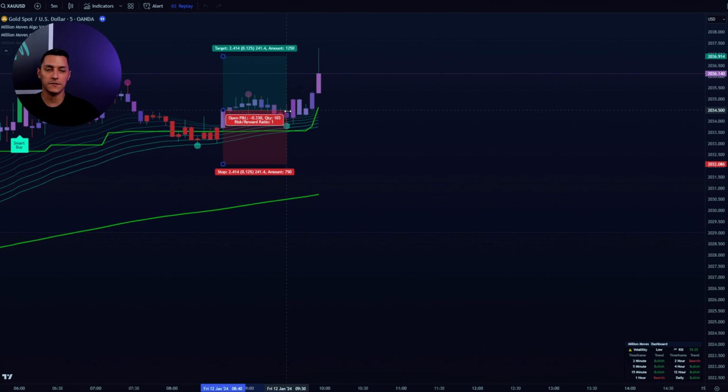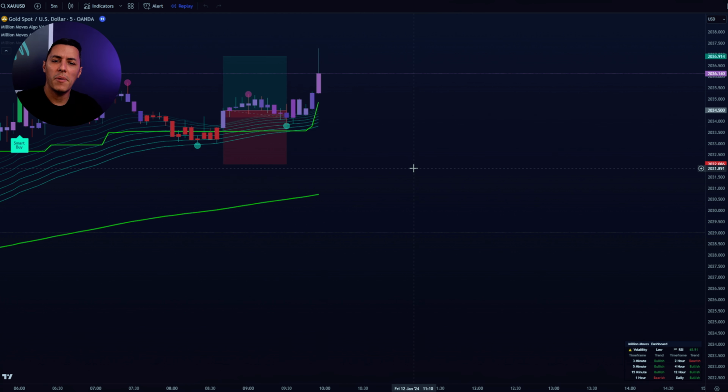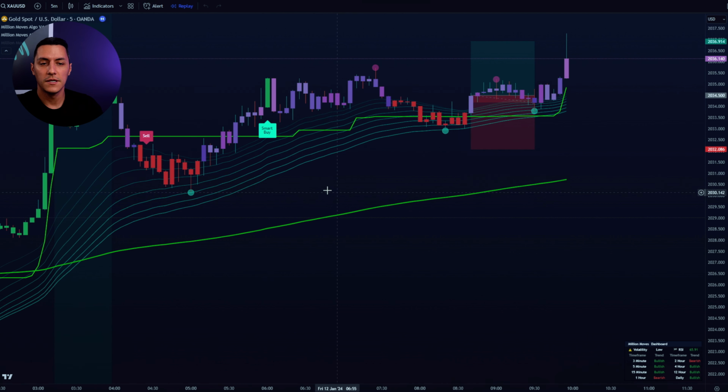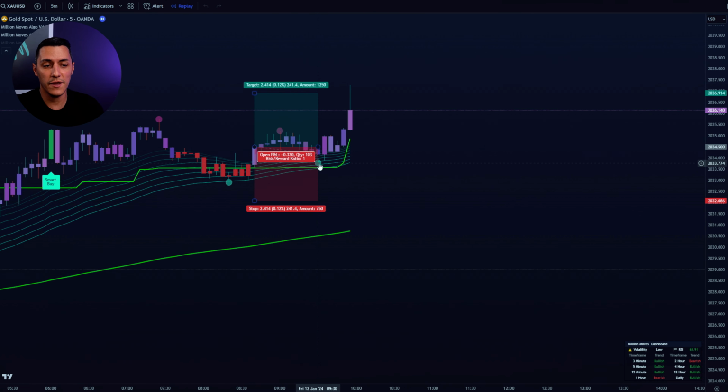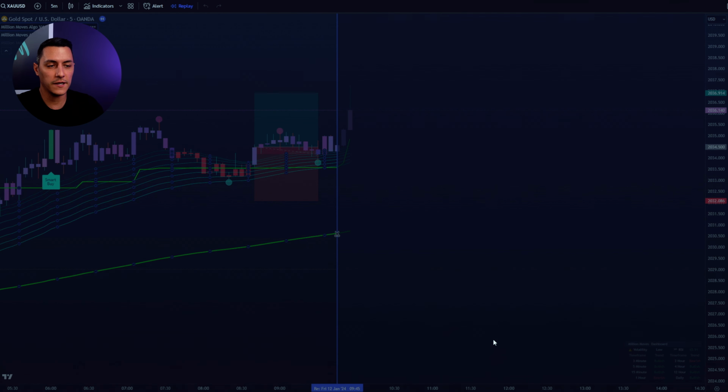That's it. That's the dot system. That's all you need to know. Buy signal, red, green, entry. Sell signal, green, red, entry. Okay, you see we have a second dot. Let's check out the second dot.